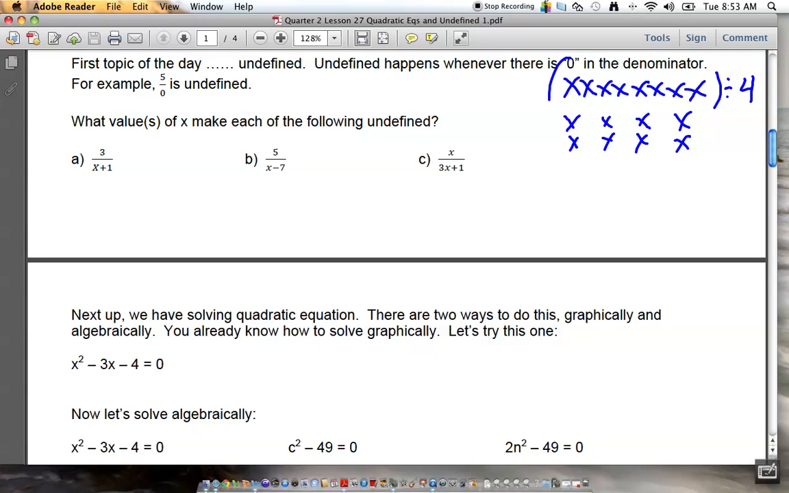Okay, good. What about if I do 20 divided by 2? Take 20 items, make it into 2 groups or 2 piles, and how much would be in each pile? 10. Good. Now let's do 20 divided by 0.